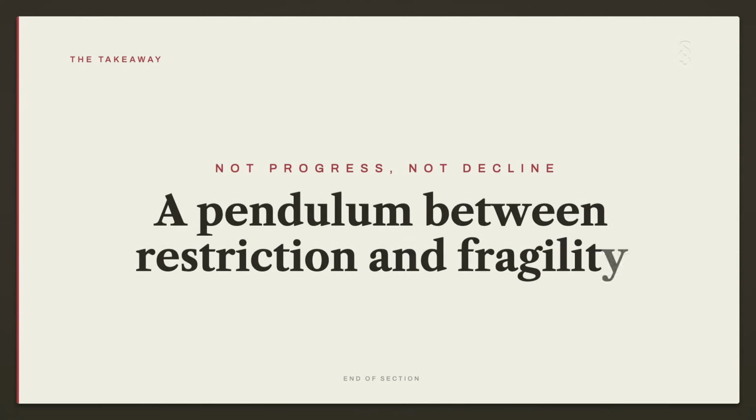This isn't a story of progress or decline. It's a system oscillating between the cost of restriction and the cost of fragility. Nothing in the history suggests the pendulum has stopped. And don't confuse the sequence with the Federal Reserve Act of 1913, which built an institution rather than drawing a boundary.